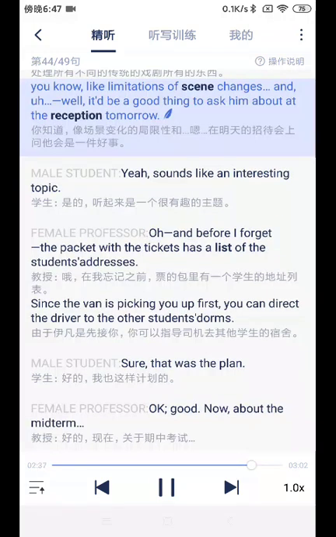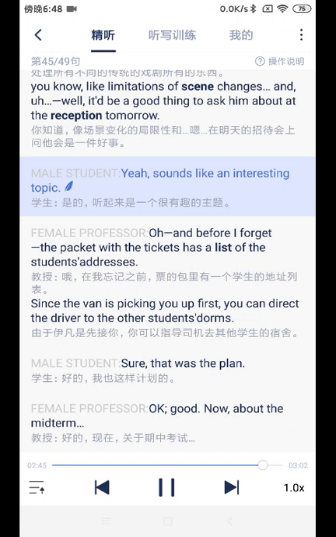You know, like limitations of scene changes. It'd be a good thing to ask him about at the reception tomorrow. Yeah, sounds like an interesting topic. Oh, and before I forget, the packet with the tickets has a list of the students' addresses. And since the van is picking you up first, you can direct the driver to the other students' dorms. Sure, that was the plan.